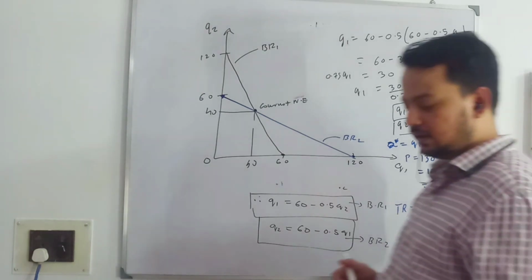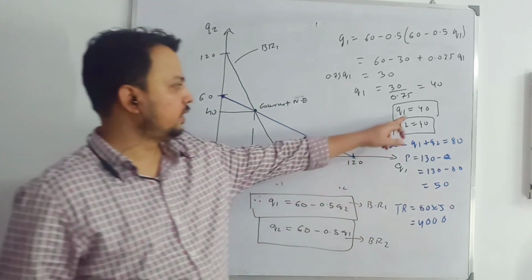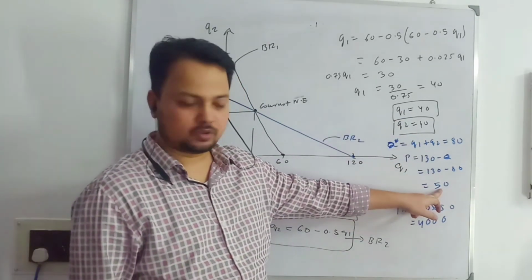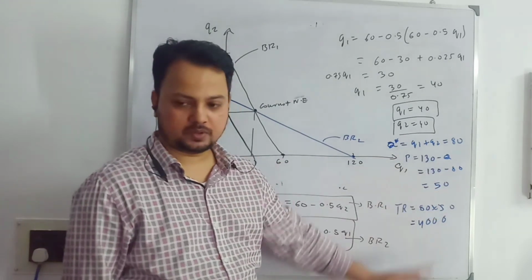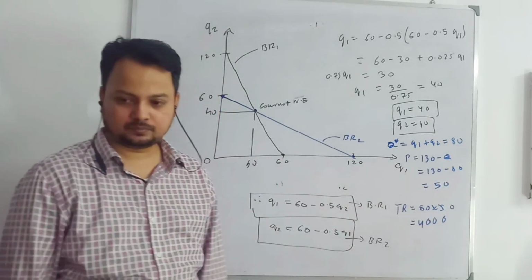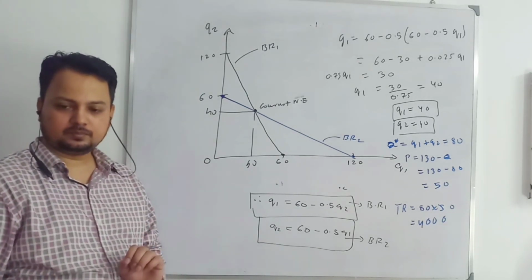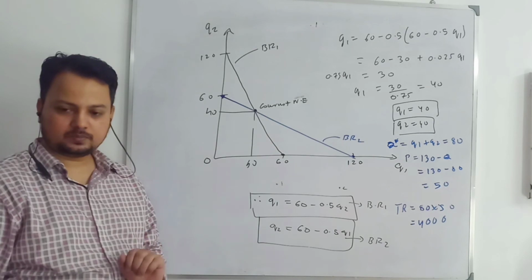So both firms are making revenue of 2,000, right? If you do 40 into 50 is 2,000 and 40 into 50 is 2,000. Both firms are making revenue of 2,000. This is clear to everyone? Yes, no?